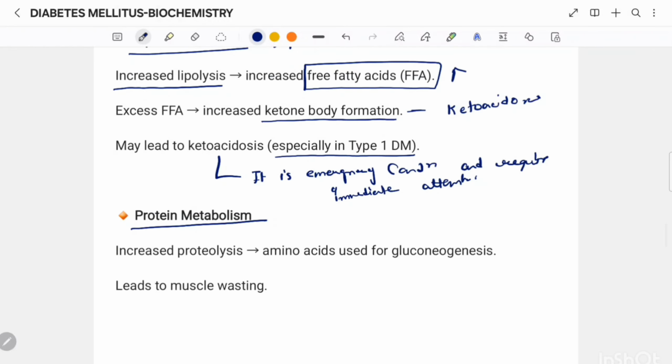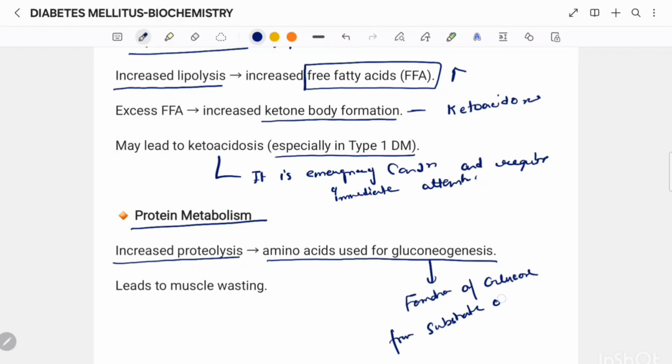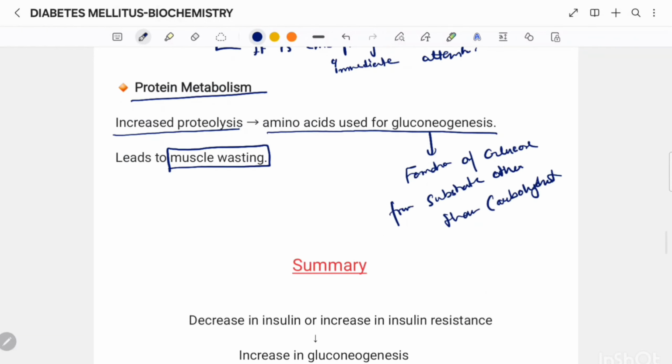Then we discuss protein metabolism. So in diabetes mellitus, there is an increased proteolysis, which results in amino acids used for gluconeogenesis. That is, gluconeogenesis is the formation of glucose from substrates other than carbohydrate. And as we previously discussed, due to proteolysis there is muscle wasting. So let's summarize it.